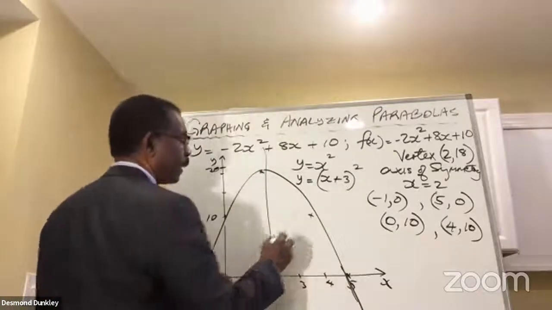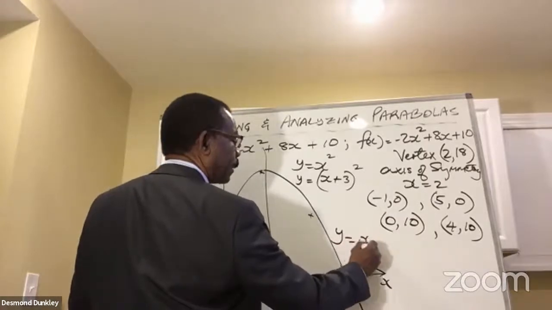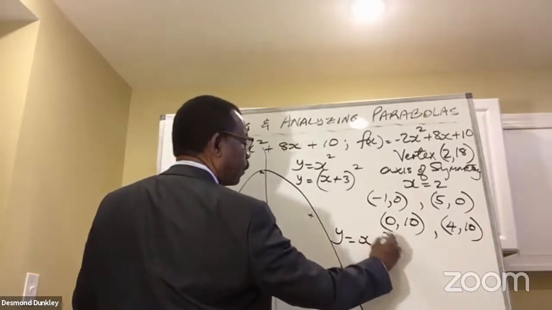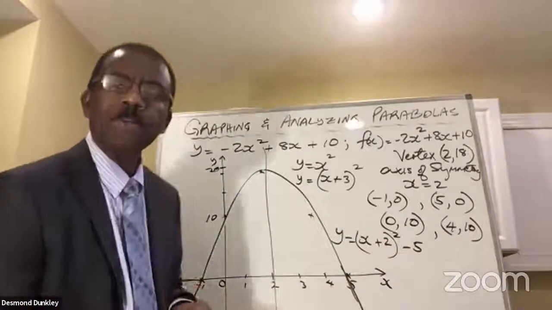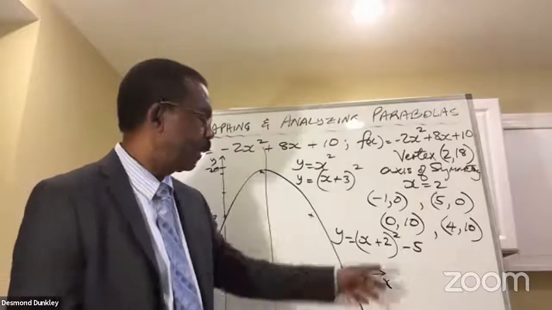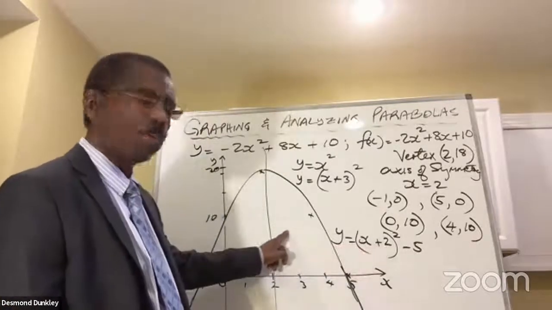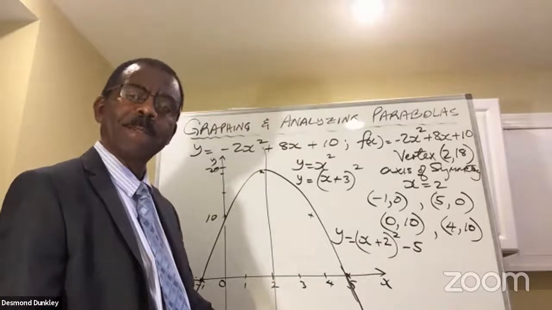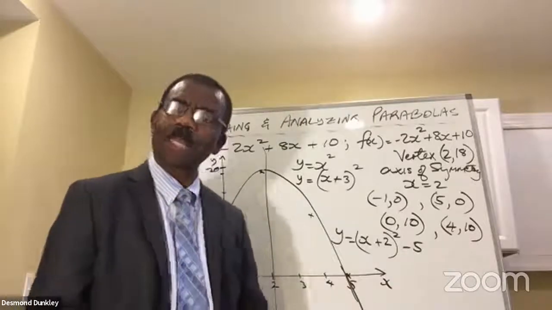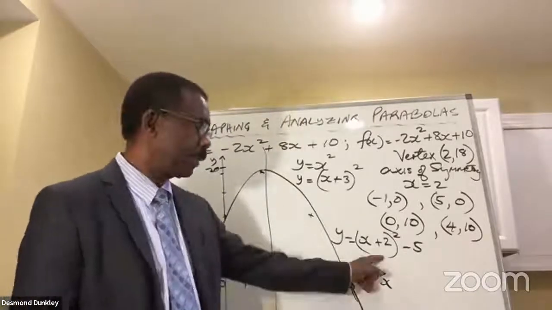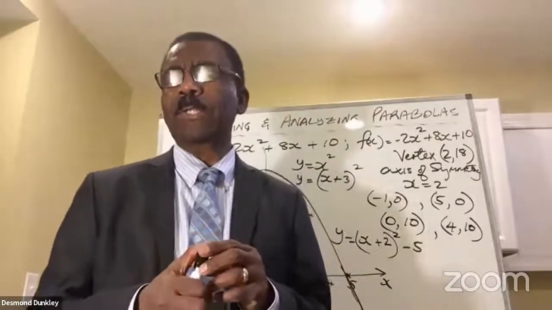So if you see something like y equals (x plus 2) squared minus 5, and I ask you where the vertex is, you'll be able to tell me that the vertex is going to be (-2, -5). So it goes 2 to the left and 5 down. So (-2, -5) is your vertex for this graph. We'll talk about that some more in our next session.